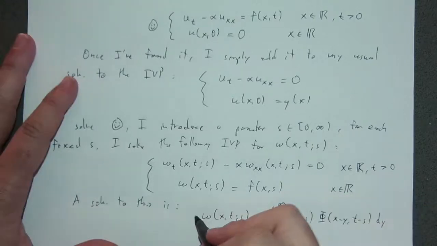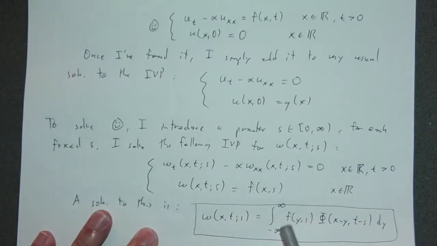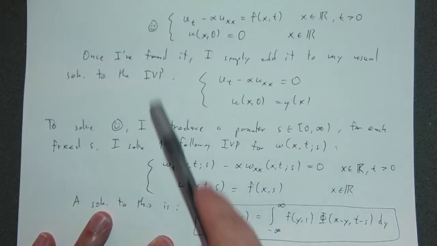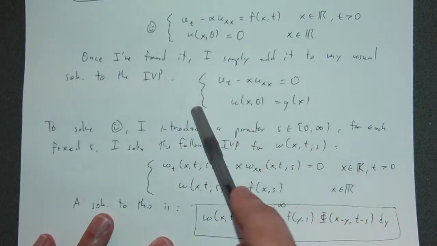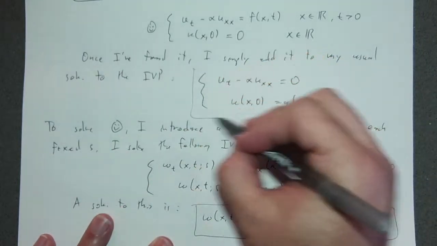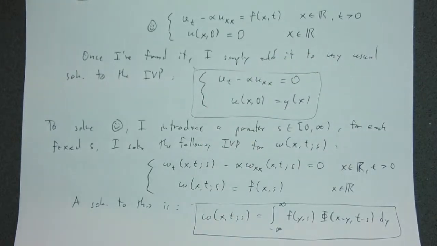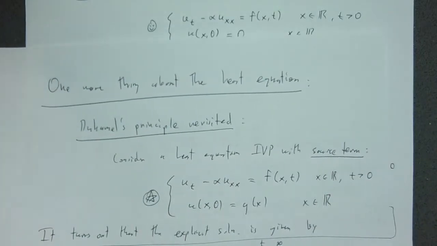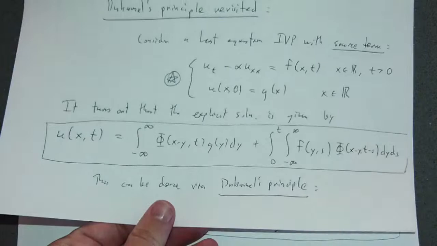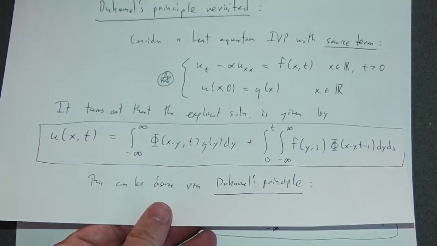And so Duhamel's principle would say that I take this, which is going to solve my smiley face, I add it to the solution, which is my usual 1D heat equation IVP, and I should get the solution to this. Well, that process I described gives exactly this formula. Right?